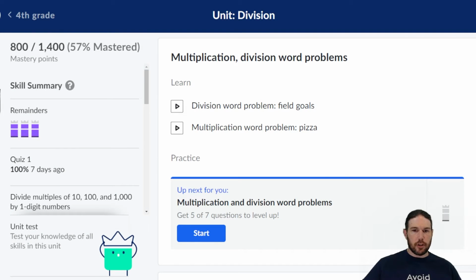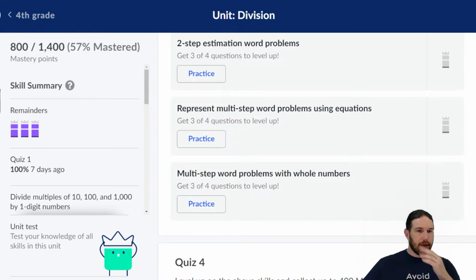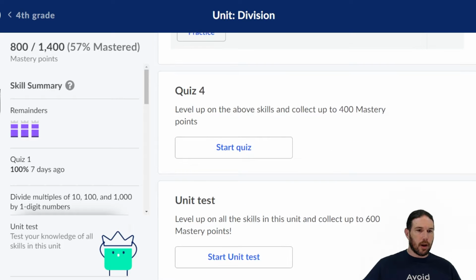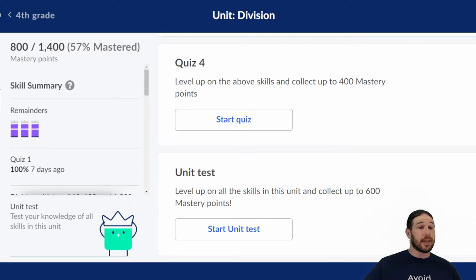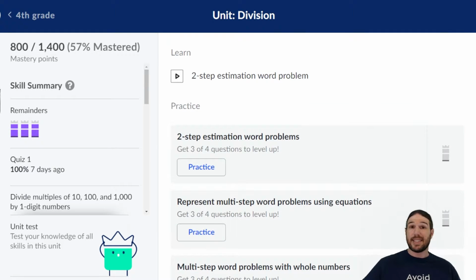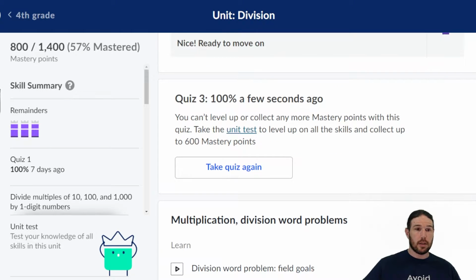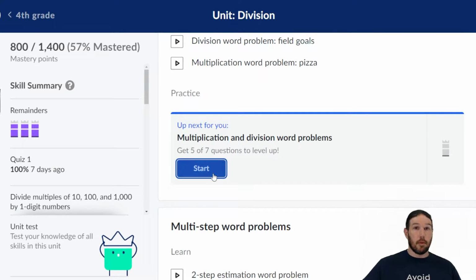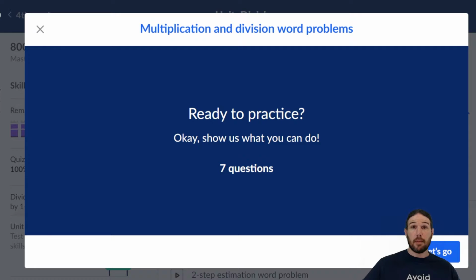We now have multiplication and division word problems. Then we have some more word problems, and then we have a quiz, and then the unit test, and we're done with division. Let's see if we can finish this out, shall we? Multiplication and division word problems. We've got 7 of these, so that means hopefully the division itself should not be too terribly complicated. Let's go.